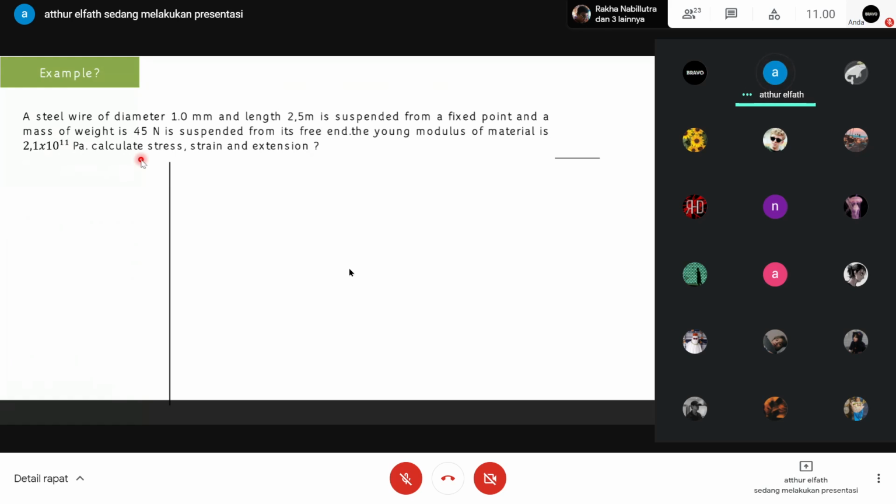Is anyone finished with this example? If you finish, you can mention your result, stress, strain, and extension.